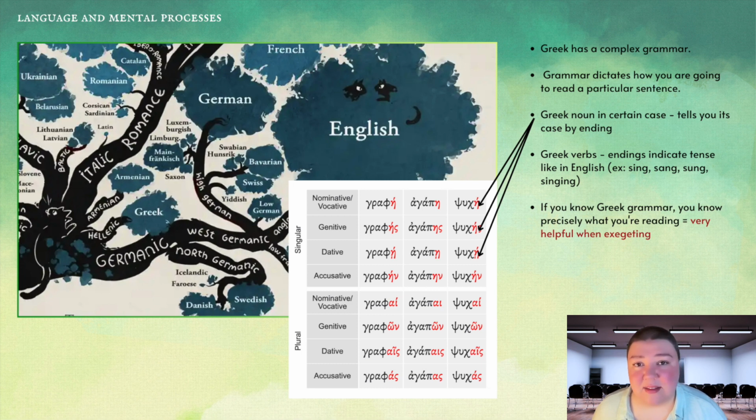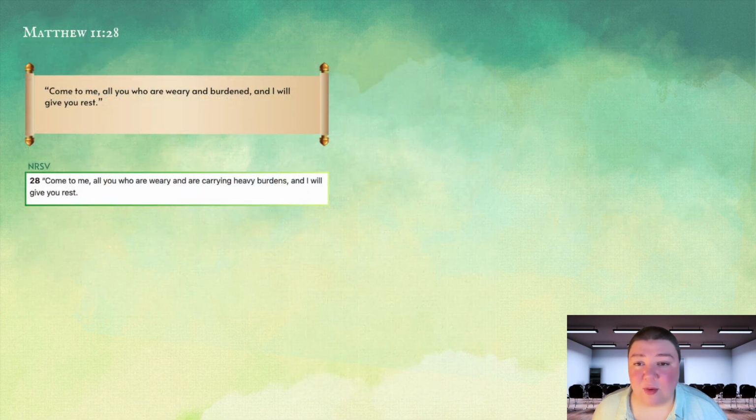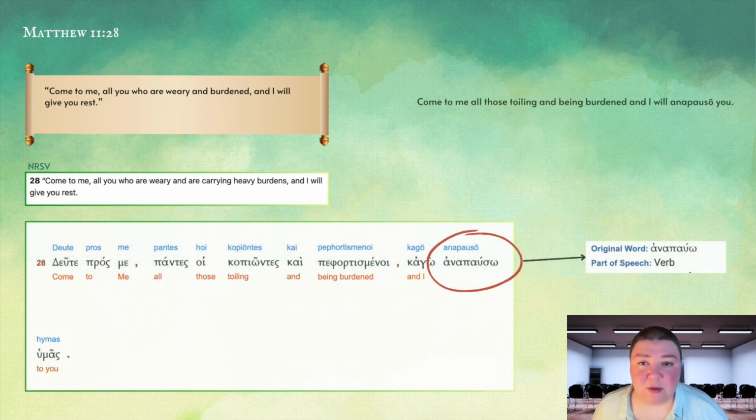Let's look at a quick example. Matthew 11:28. Jesus is speaking to the crowds, and he says, "Come to me, all you who are weary and burdened, and I will give you rest." Most English translations don't diverge much from this translation, but let's have a quick look at the grammar. Come to me, all those toiling and being burdened, and I will anapauzo you.